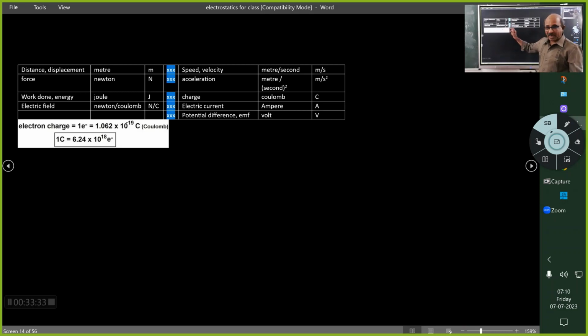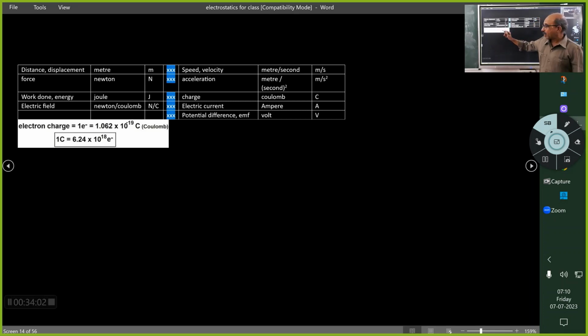The magnitude of the charge is 1.602 into 10 to the power of minus 19 coulombs. 1 coulomb will contain 6.24 into 10 to the power of 18 electrons. Coulomb is a big unit. Got it? What is the charge of a proton? 1e plus.